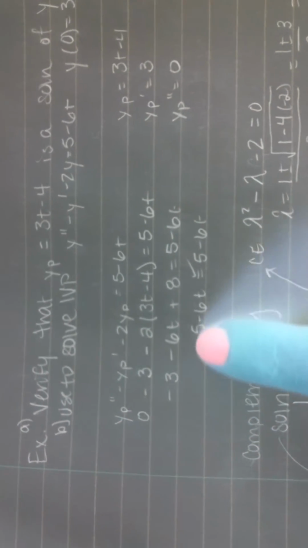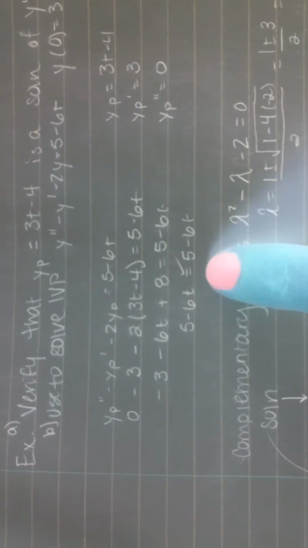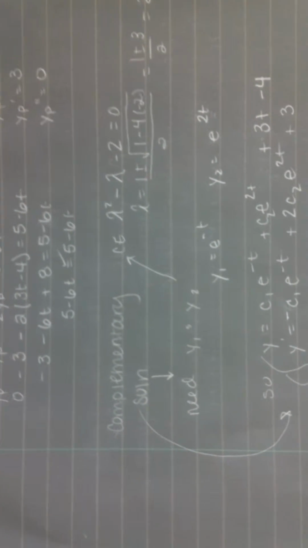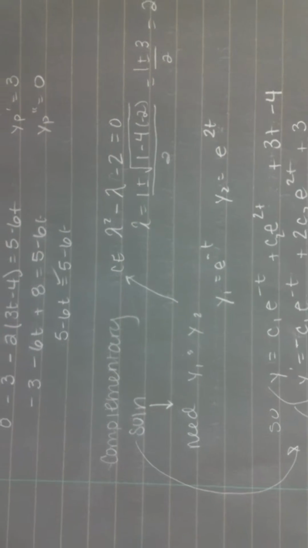I then evaluate the left side and make sure that, yep, sure enough, 5 minus 6t does in fact equal 5 minus 6t. So then I move into the complementary solution. To find my complementary solution, I'm basically saying, look at this left side of the function and pretend it equals 0 to find that complementary.